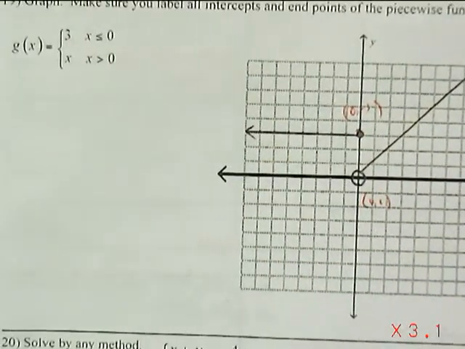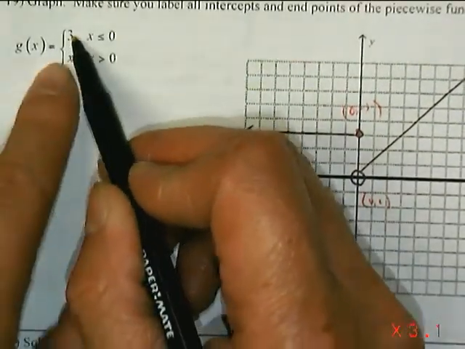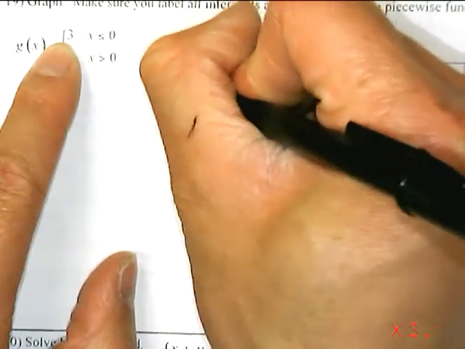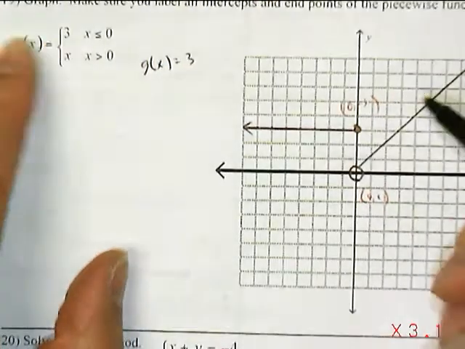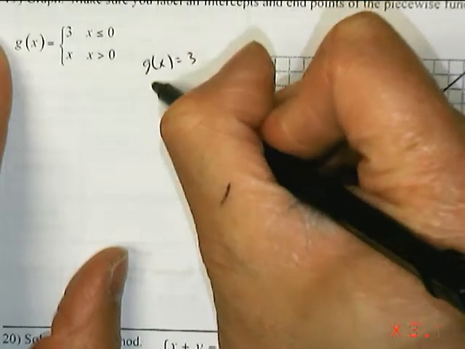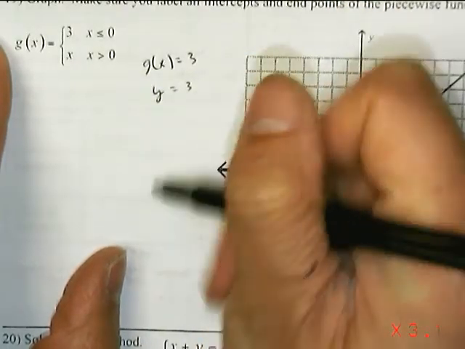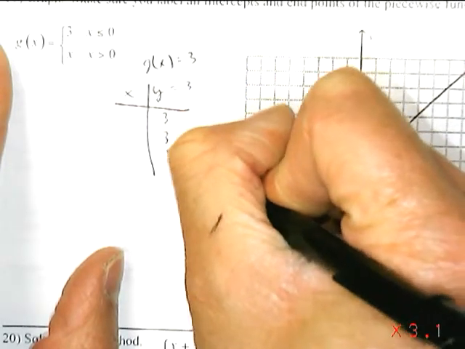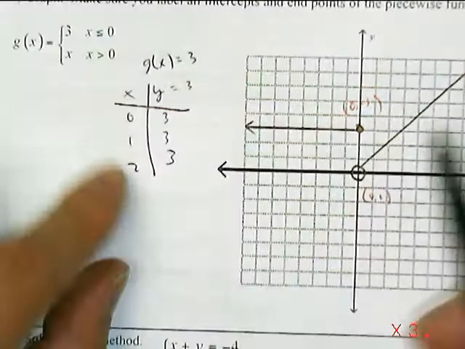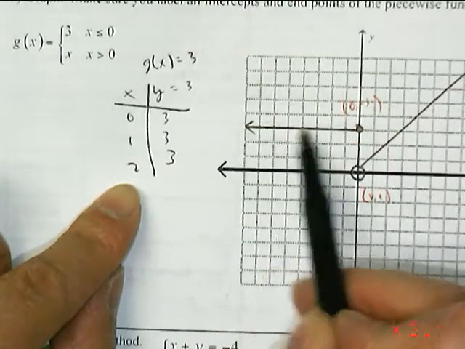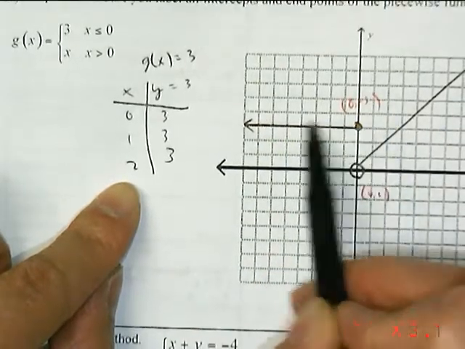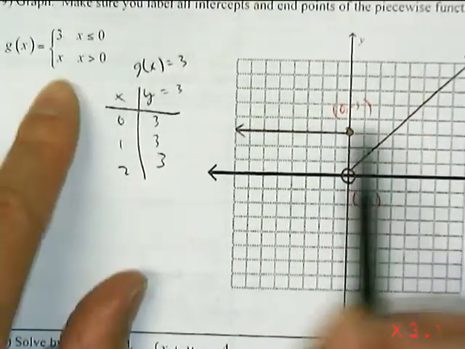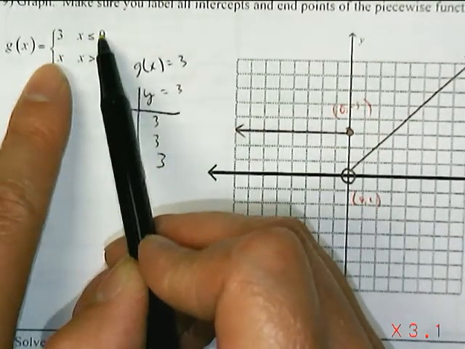Okay, so g of x equals 3. This is a horizontal line. g of x equals 3. Remember, you can change that to a y. y equals 3. And you can just make a table of values. All your y values are 3. You make up the x values, and you should have gotten a horizontal line on the y-axis at 3. Okay, what does it mean when x is less than or equal to 0?